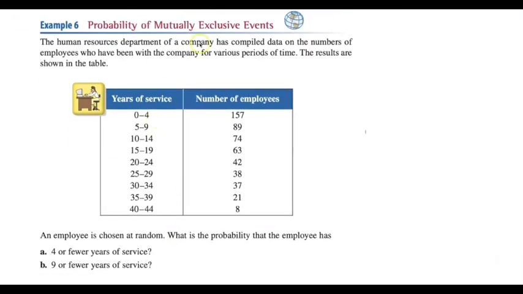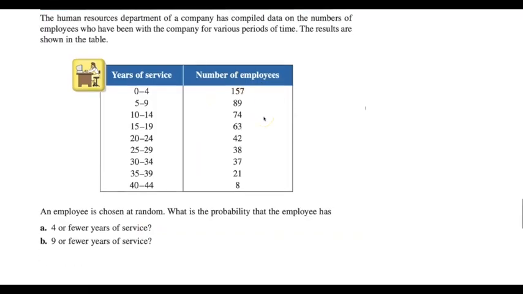The Human Resource Department of a company has compiled data on the number of employees who have been with the company for various periods of time. The results are shown on the table right here. An employee is chosen at random. What's the probability that the employee has 4 or fewer years of service? We have to find the total number of years of service. You have to add up all of these. We need a total here. We add them all up, and we get 529.